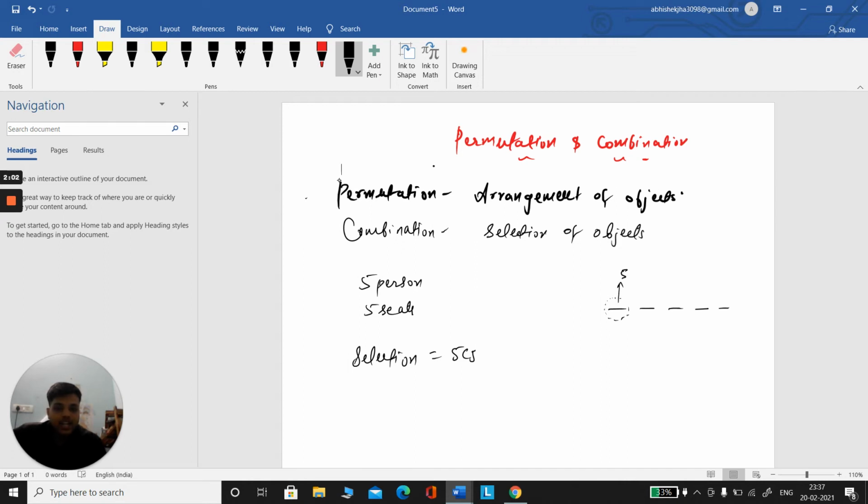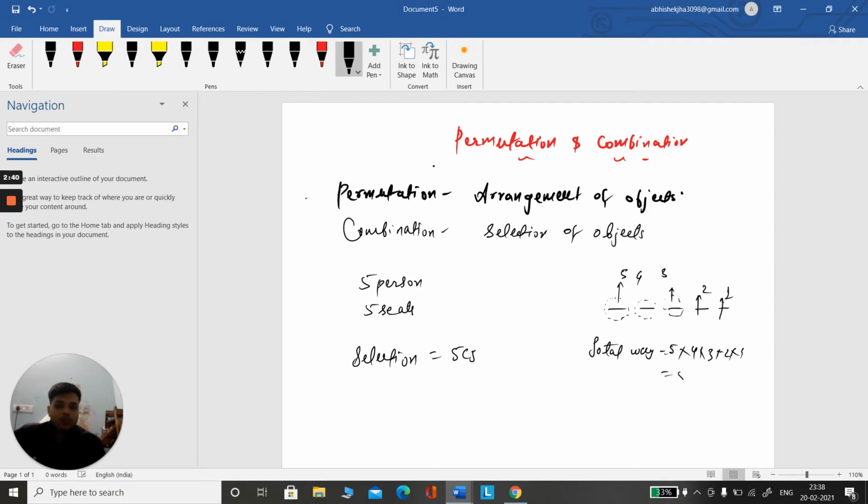Similarly, now since 1 person has been filled up here, the seat will be available for only 4 persons. So the number of ways to accommodate a person in the second place will be 4. Similarly for the third place, now since 2 persons are already accommodated, there will be only 3 persons available. So the number of ways to accommodate in the third place will be 3. Similarly here will be 2 and there will be 1. So since all these choices are dependent on each other, we have to multiply these numbers. So that will be 5 into 4 into 3 into 2 into 1.